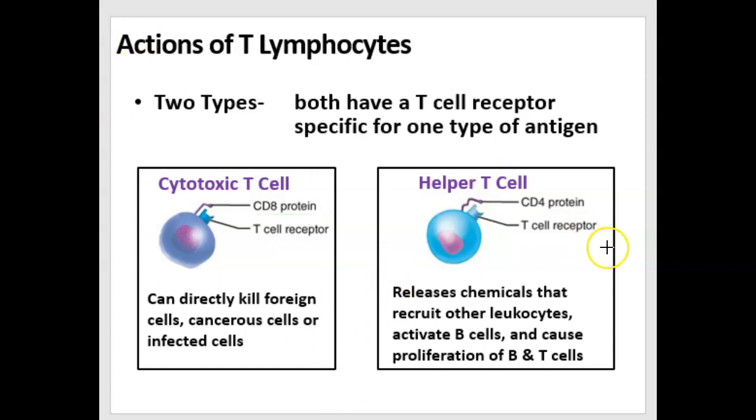So I can't stress that helper T cell enough. The only thing that's new really on this slide is the concept that there are proteins on the cell surface of T lymphocytes. One that's very important is the T cell receptor, because that's what's going to bind to whatever is foreign. The other one that's important, the CD proteins, will become apparent later in the semester when we do the immune system and how it works.